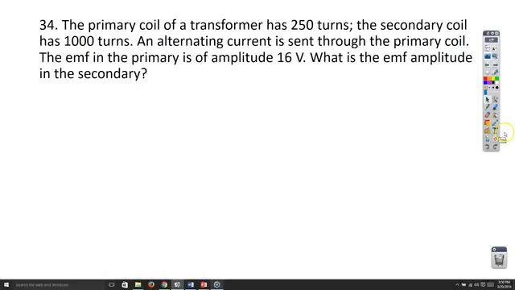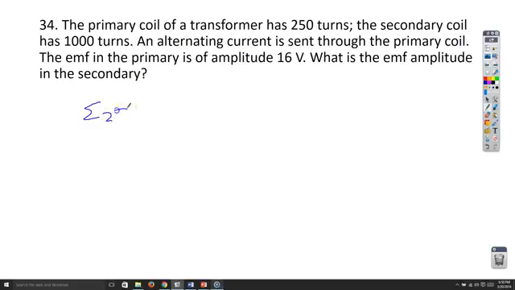This one's number 34. In number 34, we have a primary coil of a transformer that has 250 turns. The secondary has 1,000 turns. So this is a step up. An alternating current is sent through the primary coil. The EMF of the primary is 16 volts. What is the EMF in the secondary? So it should be bigger than that 16.